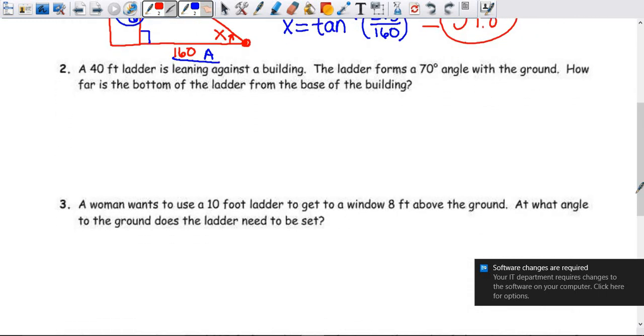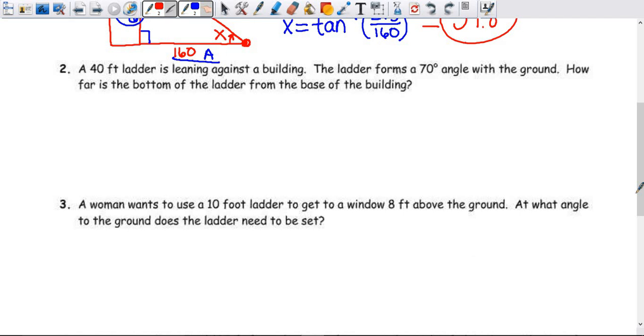All right, now let's look at number 2. This is another one that we're going to do together. So a 40-foot ladder is leaning against a building. All right, so I can already draw a picture just from that first part here. A 40-foot ladder is leaning against a building. So I've got a building, and here I've got my little ladder. Okay, and this ladder is 40 feet. The ladder forms a 70-degree angle with the ground. Okay, so let's draw the ground in here. And we know that's a 70-degree angle with the ground. How far is the bottom of the ladder from the base of the building?